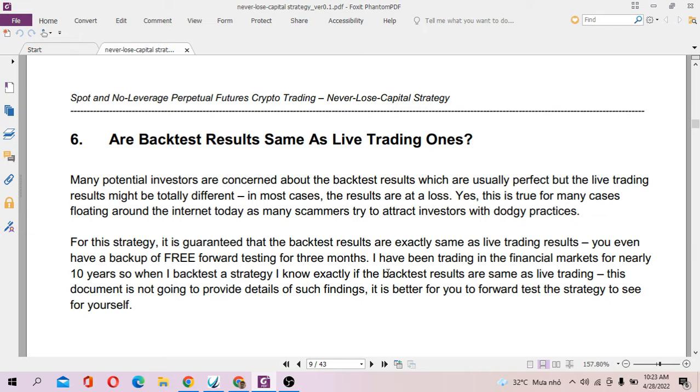So that's true, right? But for this strategy, I've been trading the financial market for nearly 10 years. So when I test a strategy, I know exactly if it works or not. To provide you a risk-free option, I offer you a 1 month free trial for the strategy. So if you're happy with the result, then you can buy the service, which I'll be talking about in a moment.